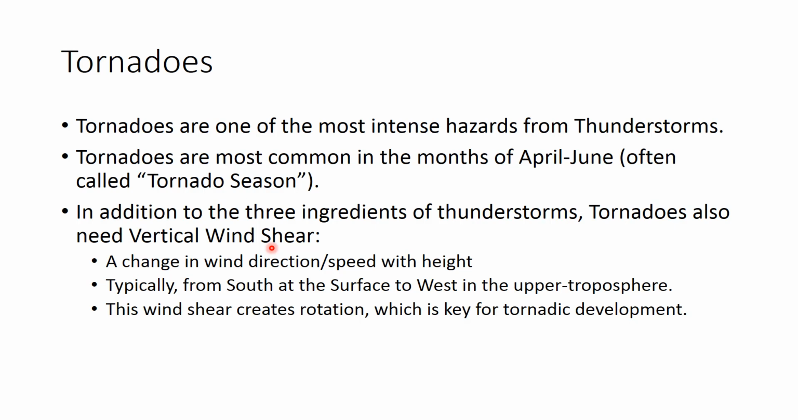But a lot of times you also get changing speed with height. The upper portions of the atmosphere have less friction, and as a result, you get faster winds. When you combine these two things, this creates rotation. So now not only do you have these thunderstorms forming, but you also have rotation occurring in them, and that rotation is then what allows tornadoes to develop.